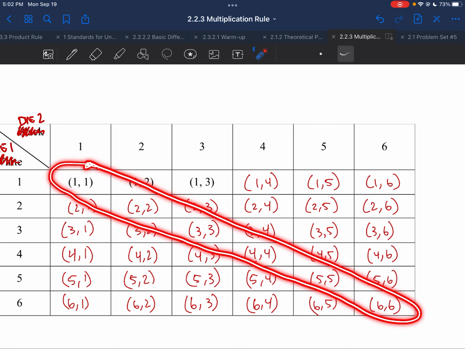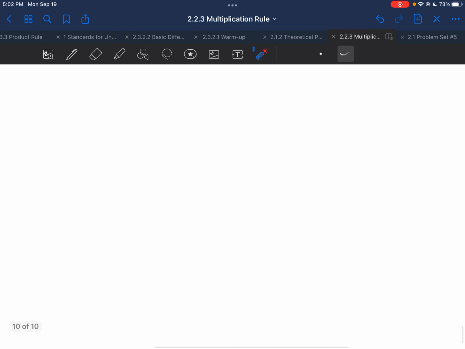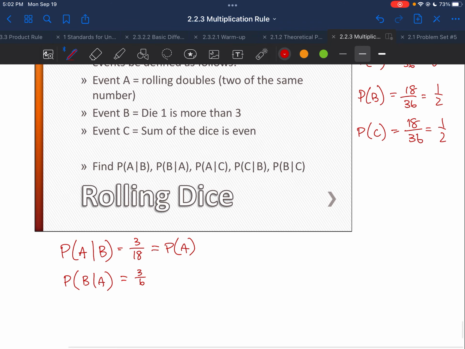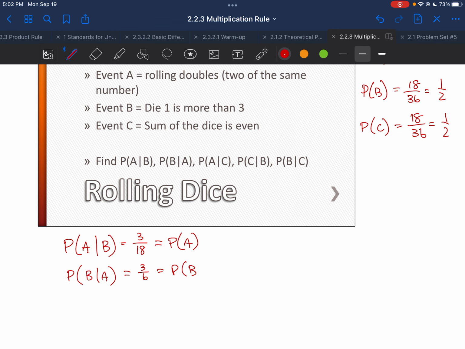Now, how many of these have die 1 with a value greater than 3? Again, there are 1, 2, 3, 4, 5, 6 values along the main diagonal, and 3 of them have a die 1 greater than 3. So this would be 3 out of 6, which, if we compare that to the probability of B, is 1/2. And so these are independent events.